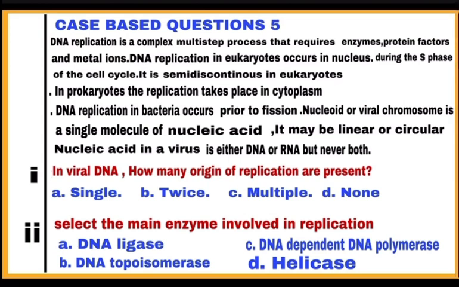Question 2. Select the main enzyme involved in replication. A large number of enzymes are required for DNA replication. DNA-dependent DNA polymerase is the main enzyme which takes part in combining deoxyribose nucleotides to form new DNA strand. So here mark C as a correct answer.